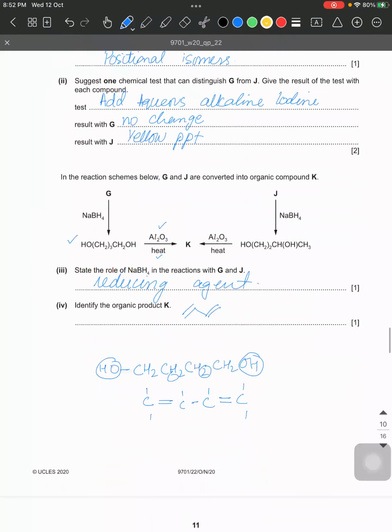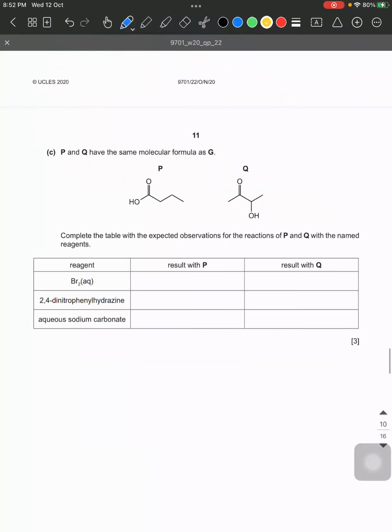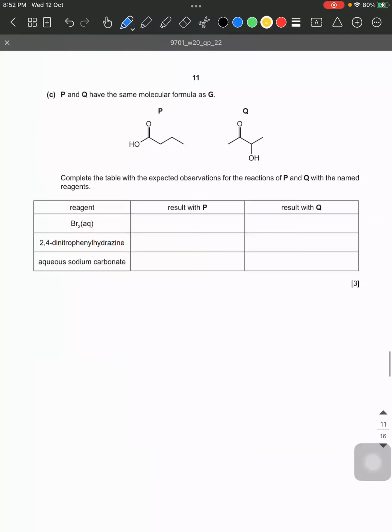Oh, pretty good question. Let's move towards part C. P and Q have the same molecular formula as G. All right. Complete the table with the expected observations for the reaction of P and Q with the named reagent. If you're reacting with aqueous bromine, so this is carboxylic acid. The P1 is carboxylic acid, so there is no reaction of bromine with carboxylic acid. So you can say that no change. Yeah, no observation.